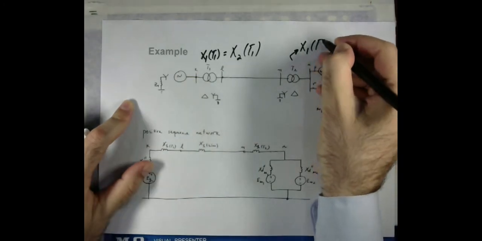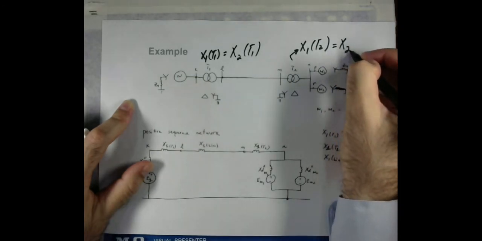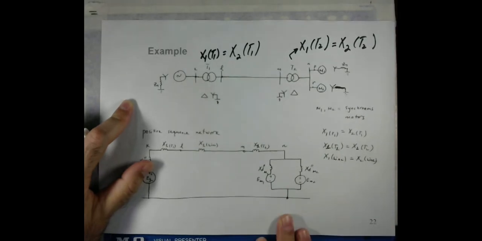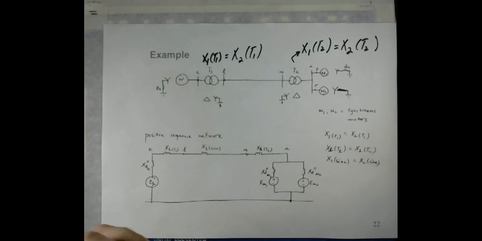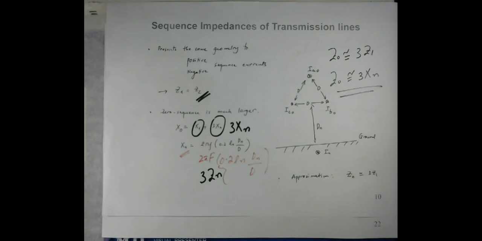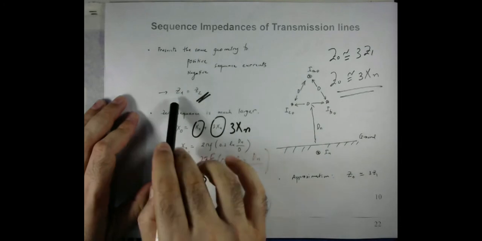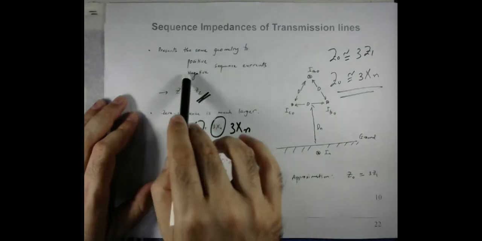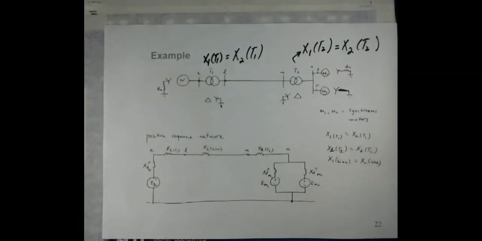X1 of transformer number 2 is equal to X2 of transformer number 2. And for the lines, as we have discussed already, the positive and negative sequence impedances are the same. We carried this discussion in the last lecture, and I revised it at the beginning of this lecture: positive, zero and negative sequence impedances are the same, and we are only considering the inductance of the transmission line.